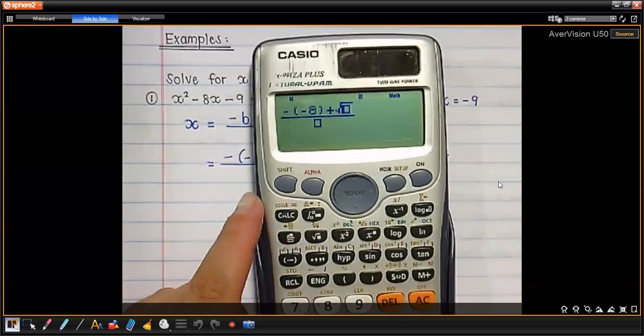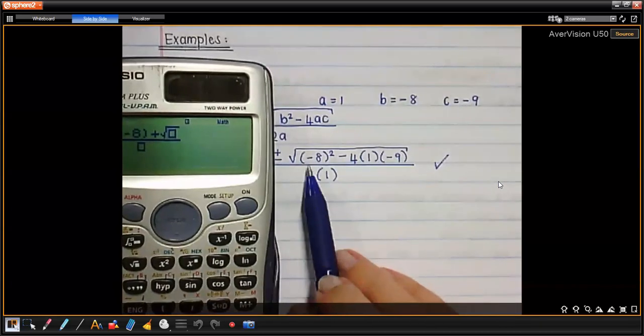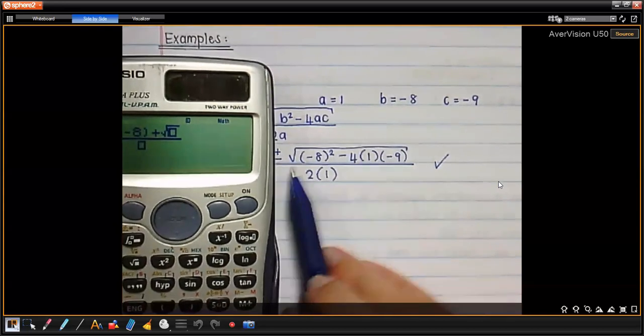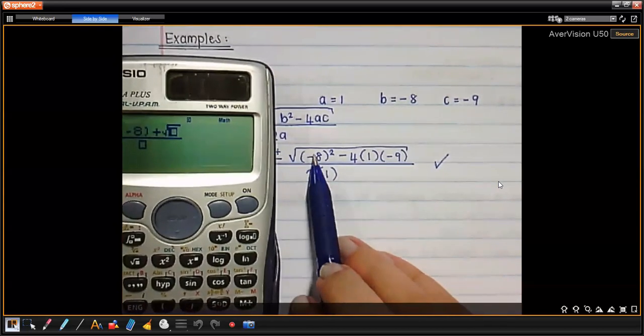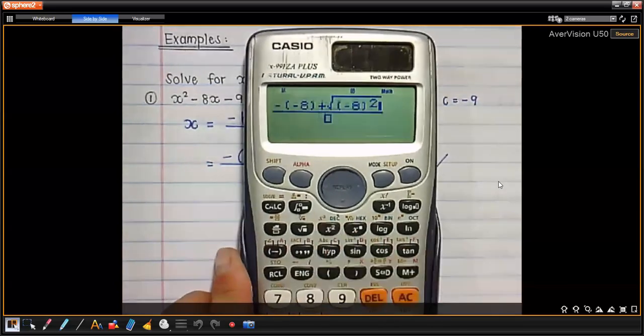Then we're going to open the square root. And now we're going to type in, now again here, negative 8 squared. You can type in 64 right from the start. Okay, because negative 8 times negative 8 is 64. Or you can type it in exactly as it's written there.